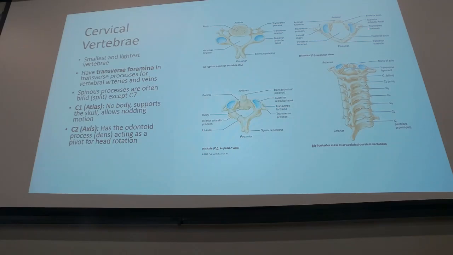In the case of the atlas, which is this, it has lateral masses instead of a body. And in these lateral masses, this is the top view, you have this superior articular facet to articulate with the condyles of the occipital bone. And then the inferior part has the inferior articular facets to articulate with the second cervical vertebra that we know as the axis. So here's the axis.